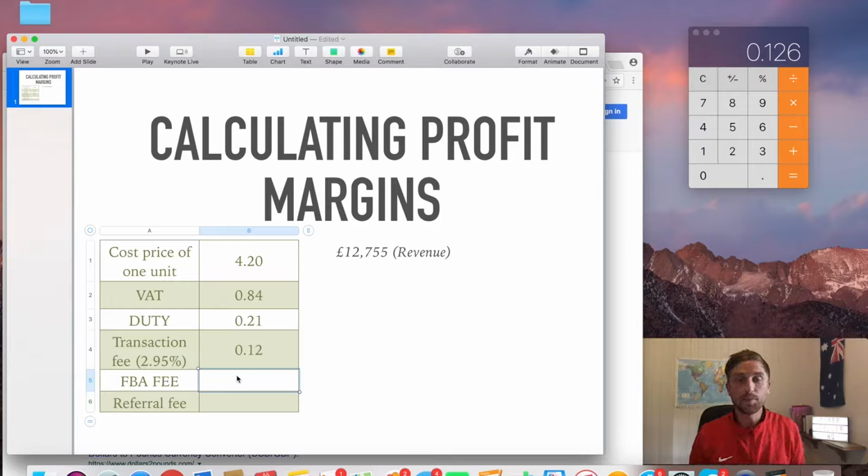Now, we're going to look at the FBA fee and the referral fee using a special tool where it will just tell us exactly what they are. But we need to go and work these out, right? Amazon isn't going to tell us what the VAT is, the duty, and the transaction fee. You need to work that out when you're costing up the potential product and working out your margins.